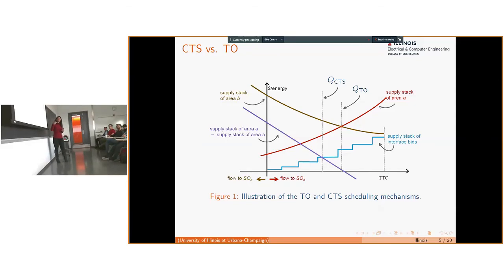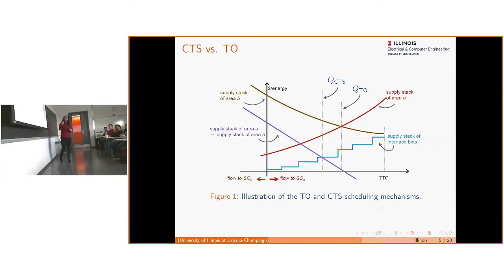Similarly, the operator in area B performs exactly the same calculation and constructs the other curve. The supply stack of area A represents the incremental dispatch cost for area A to supply more and more power towards area B, while the other curve represents the decremental cost of reduced supply to the system operator in area B as more and more power flows from area A into B.